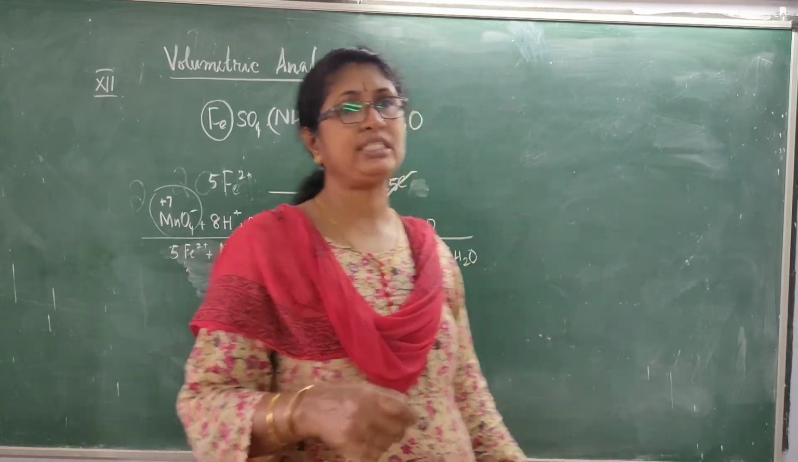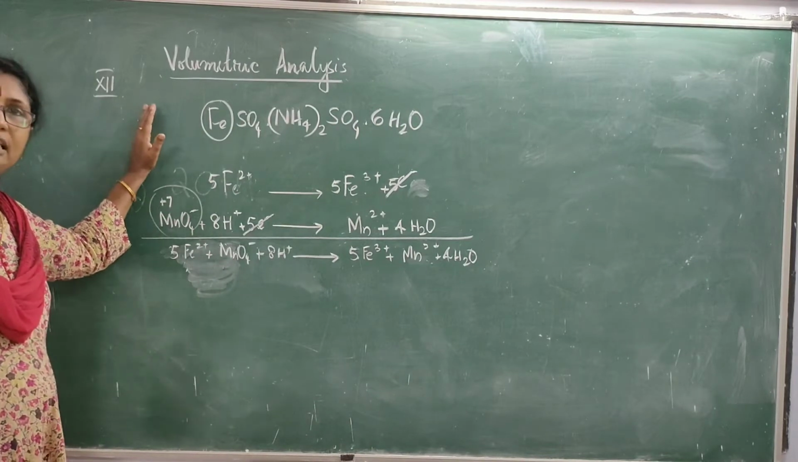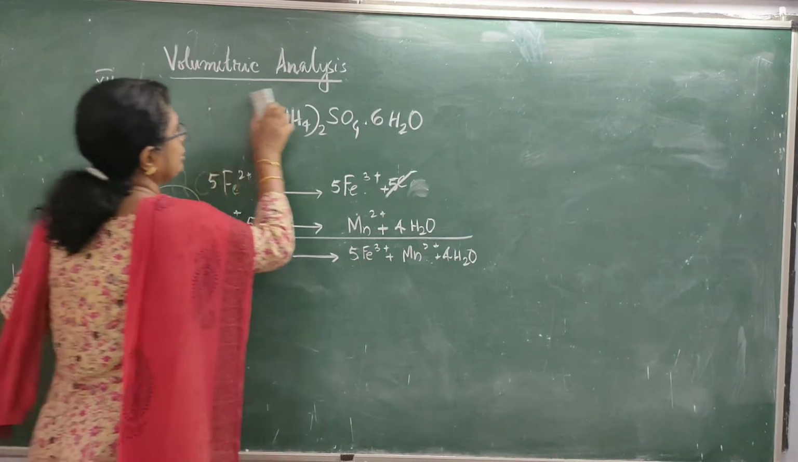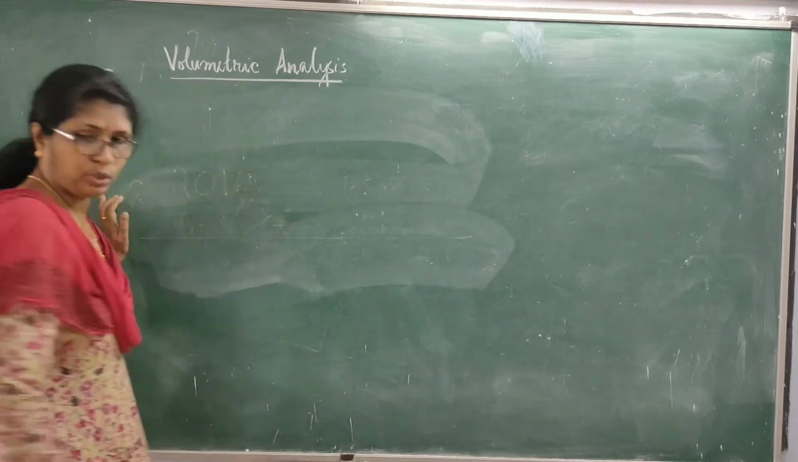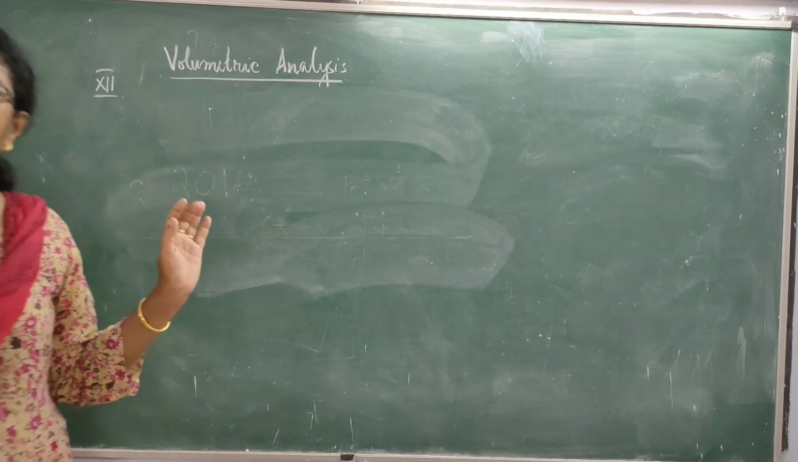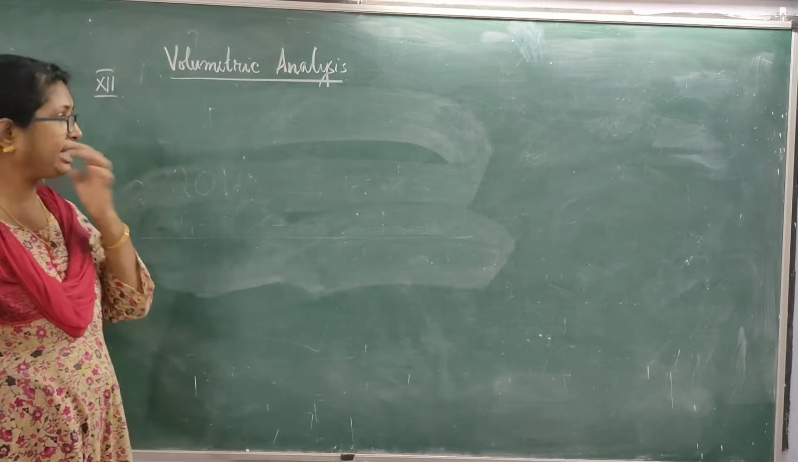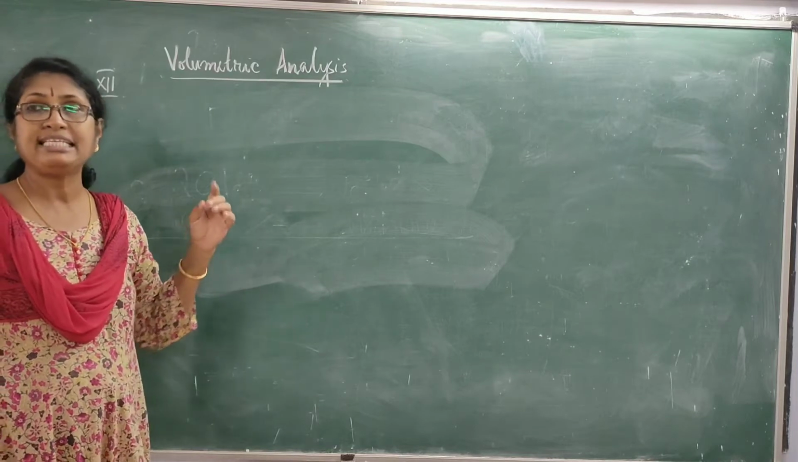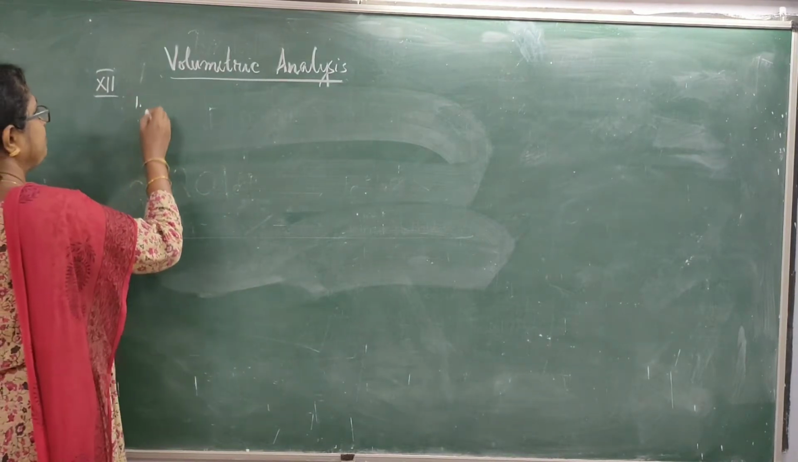So that is the quantitative estimation we are going to do, and this type of titration is a redox titration. Now, how are we going to do it? The aim of the experiment is to estimate the permanganate ion present in the solution using a standard Mohr's salt solution.